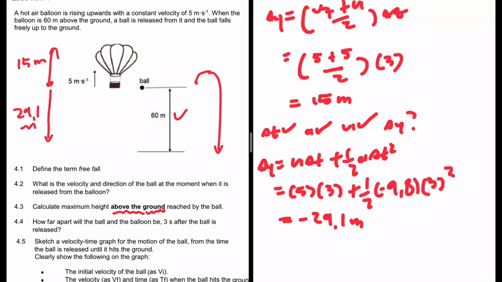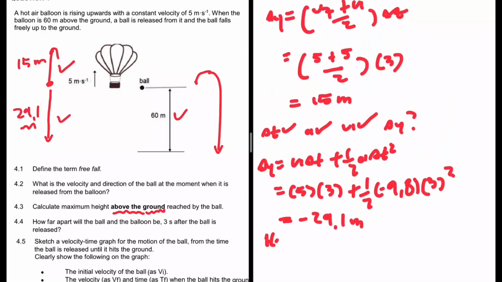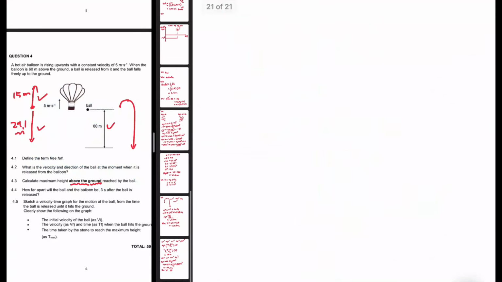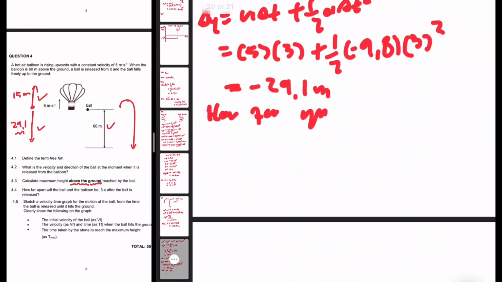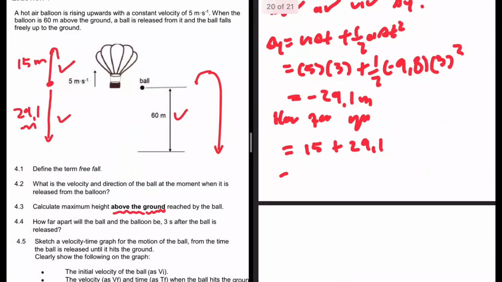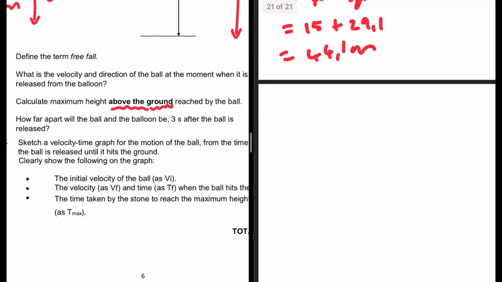So we need to add these two numbers to find out how far apart they are. How far apart, I need to add another page here. So let me just insert a blank page. So how far apart, we're going to have 15 plus 29.1 meters. Let me not put the SI unit as yet. And then this is equal to 44.1 meters. So there we go, 4.4, and then 4.5.